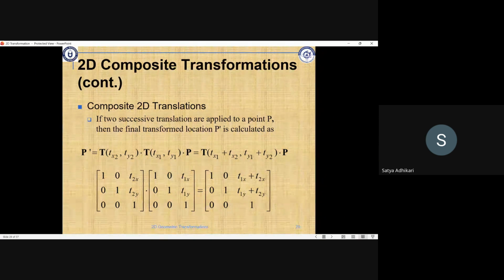So you may understand why the homogeneous coordinate is needed here. We are using successive translation as a composite transformation. No doubt, two translations are there. We can also use translation followed by scaling, followed by rotation. We'll see that in the next slide. But here, two translation methods are used.